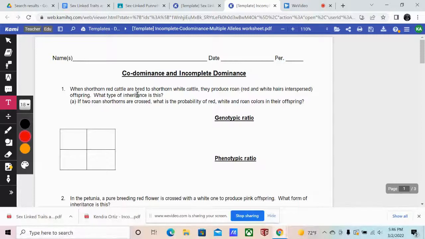All right, folks, if you need help with this codominance and incomplete dominance worksheet, you came to the right place. And if you don't need help, you can still watch it if you want. All right, let's see. Is this going to be too big? Nah, it's all right.